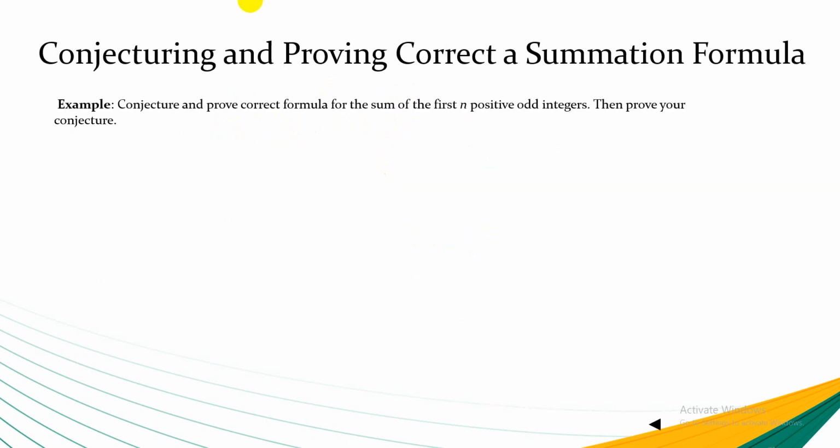Another example: you are asked to conjecture and prove a correct formula for the sum of the first n positive odd integers. When we say the first n positive odd integers, the odd integers are 1, 3, 5, 7, 9, 11, 13, 15, 17, etc., until we reach n. Okay, so first we need to conjecture this.